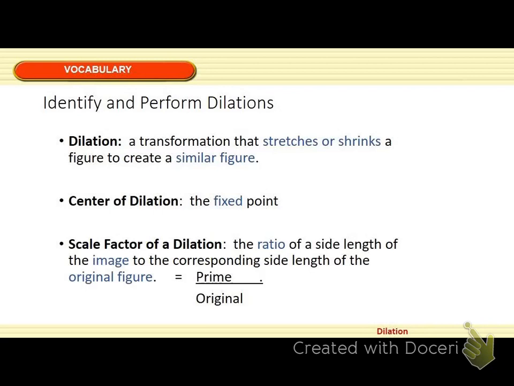And so the scale factor will always be figured by taking the corresponding sides and comparing the prime to the original, comparing the image lengths to the pre-image, or the after over the before, but it's always going to be the prime or the image over the pre-image, okay? And based on that scale factor, we can figure out if we're enlarging or reducing, okay? And we'll see that in a second.